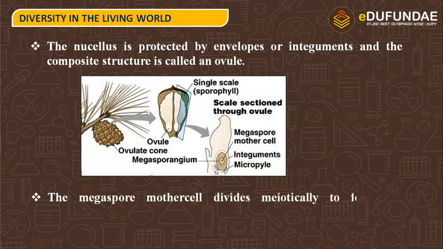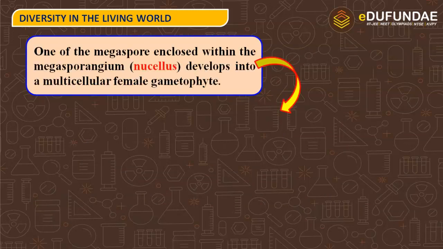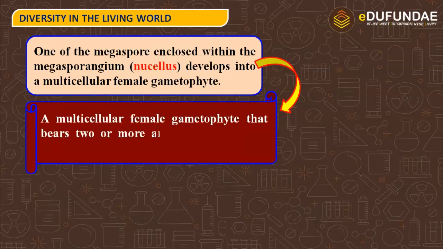The megaspore mother cell divides meiotically to form 4 megaspores. That means these megaspores will be haploid structures, because meiosis is going on over here, and they will lead to the formation of the megaspores. Further we see that one of the megaspores enclosed within the megasporangium, that is the nucellus, develops into a multicellular female gametophyte. A multicellular female gametophyte that bears 2 or more archegonia or female sex organs.